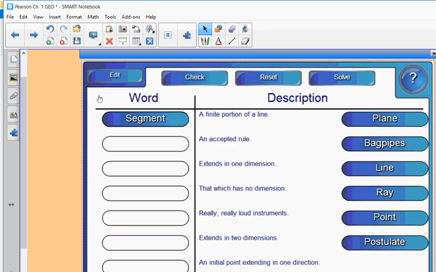Okay, an accepted rule, we really didn't talk about this, but it is something that we'll see a little bit later on. I'll just kind of give this one to you. An accepted rule is a postulate. And we're going to learn later on there's postulates and axioms and definitions. There'll be other rules that we have to know, okay? Something that extends in one dimension. I'm not really sure about that one. Extends in one dimension. I'm going to go, that's got to be a line.